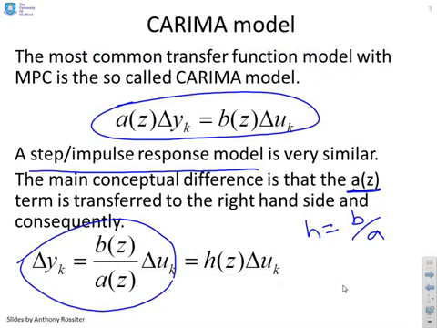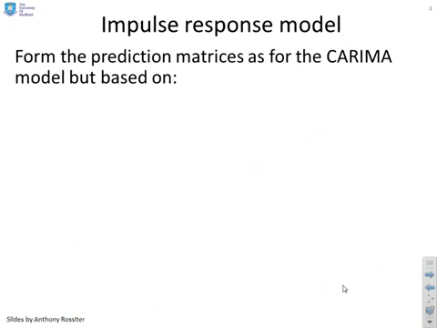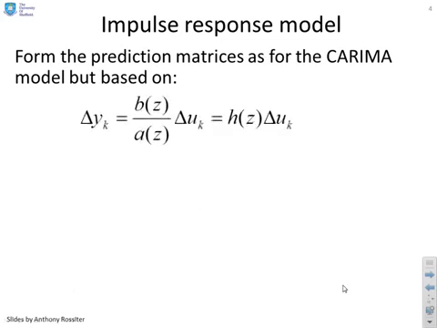So clearly H of Z here represents the impulse response of the system. Not the step response, it's the impulse response. So I can write delta y equals the impulse response H of Z times delta u. What we want to do now is say, okay, can I form the prediction matrices using exactly the same technique as I did in the previous video with a CARIMA model? So I've got delta y equals H of Z delta u.